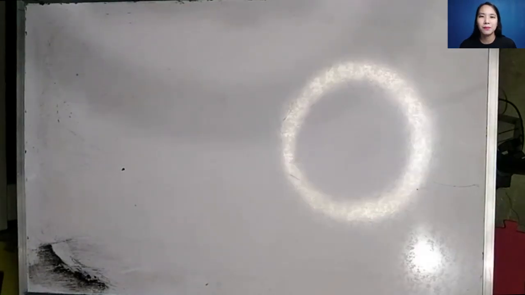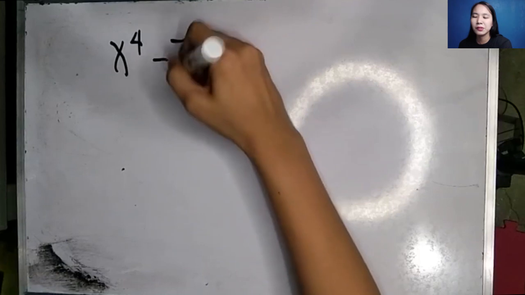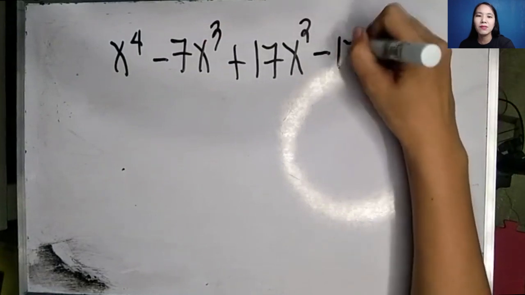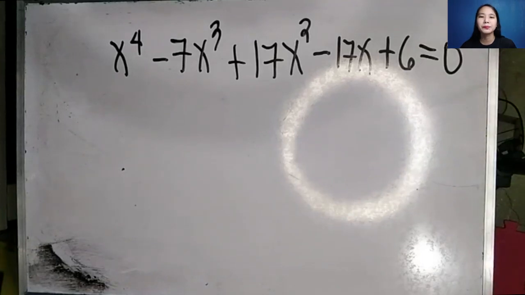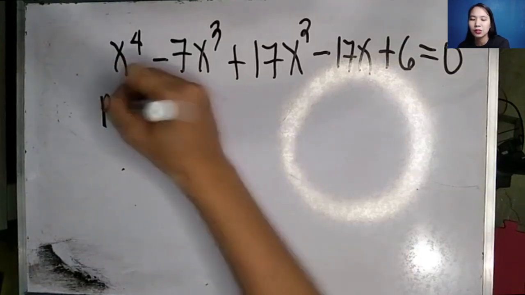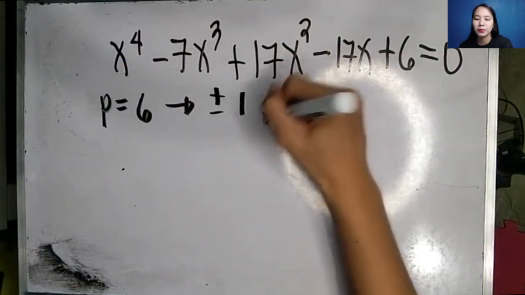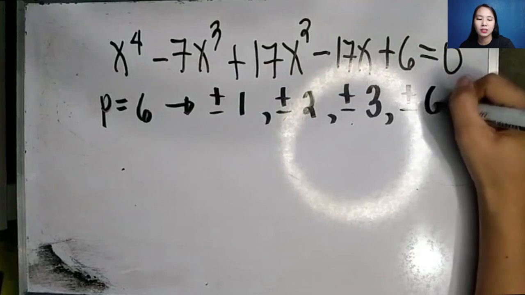Let us have another example. Let's say our equation is x to the fourth power minus 7x cubed plus 17x squared minus 17x plus 6 equals 0. Using the rational root theorem, let us get the factors of our p and q and our p over q. Our p is our constant term, which is 6, and the factors of 6 are ±1, ±2, ±3, and ±6.